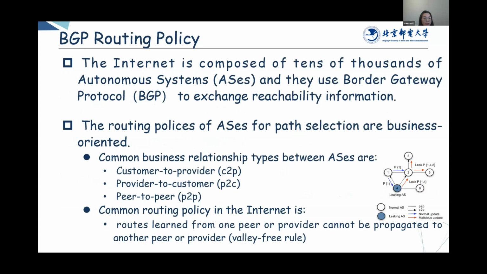Next, we will introduce route leak. I think this part is familiar to all of us. As we know, the internet is composed of tens of thousands of ASes, and they use BGP to exchange reachability information. The routing policies of ASes for path selection are business oriented. Common business relationship types between ASes include C2P, P2C, and P2P. A common routing policy in the internet is that a route learned from one peer or provider can't be propagated to another peer or provider, called valley-free routing.